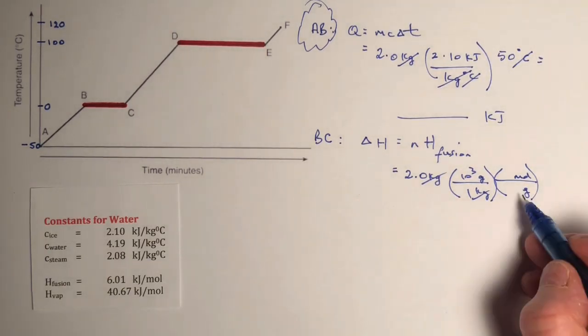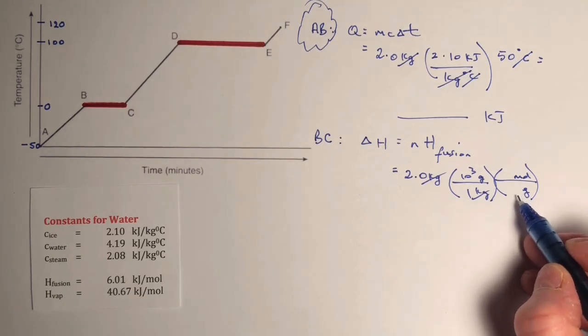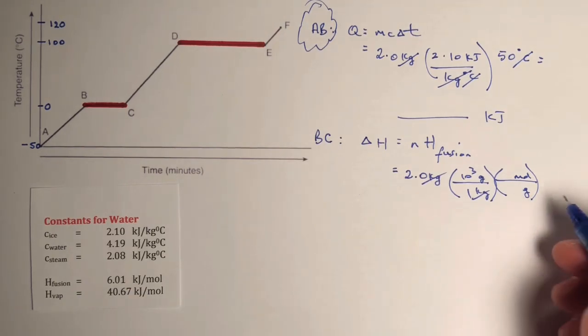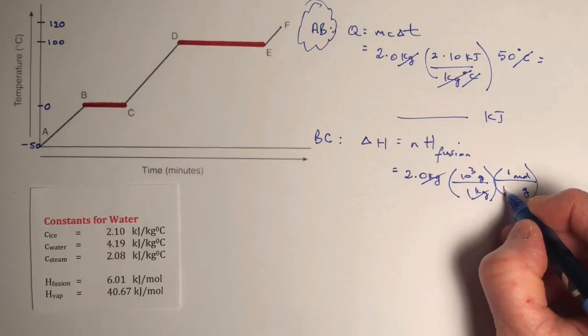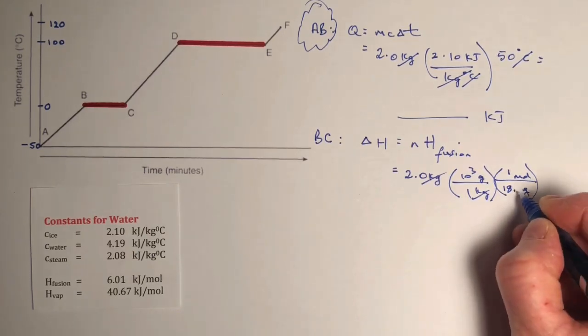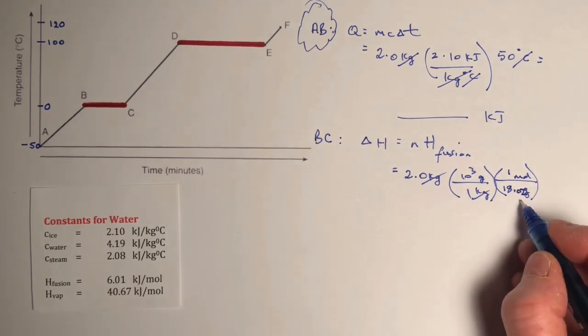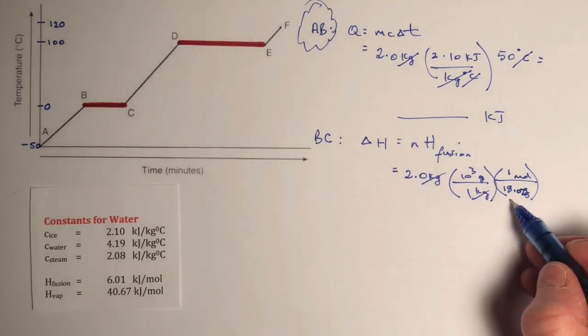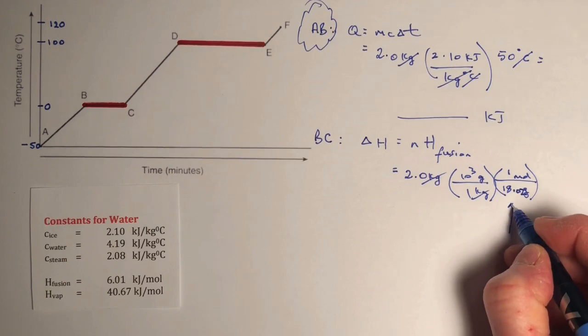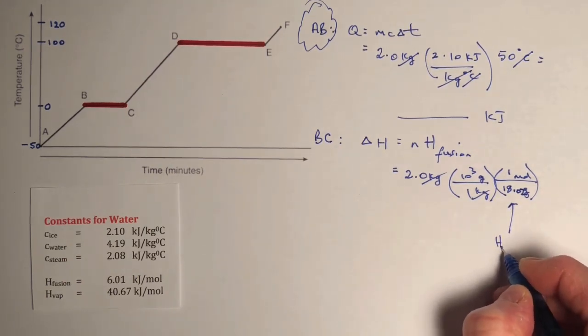And at this point, we need the molar mass of water. The molar mass of water is actually 18.02. Do you guys remember how to work that out? But basically this number comes from the fact that water is H2O.